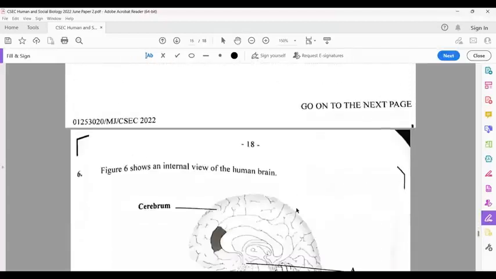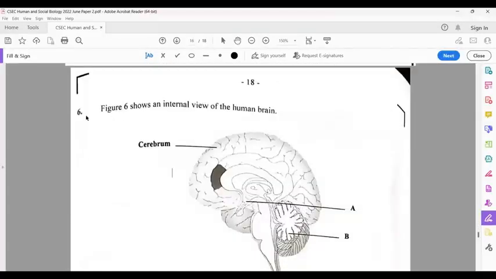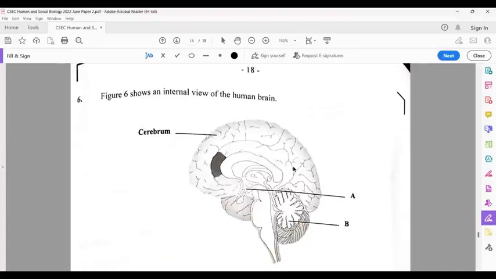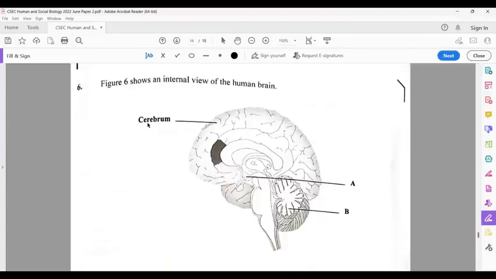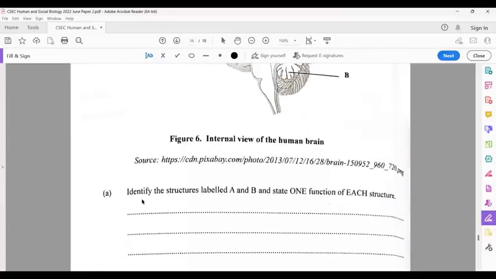And for our final question, question 6, it is taken from coordination and control, which comes from section B of the syllabus, life processes. And you have figure 6 shows an internal view of the human brain, the cerebrum, A and B. And then they ask you to identify the structures labeled A and B and state 1 function of each.